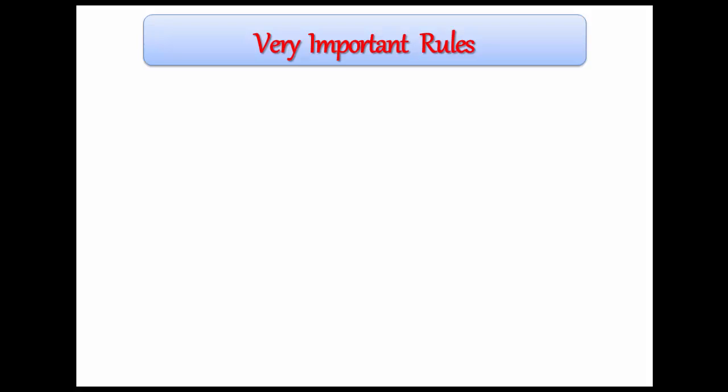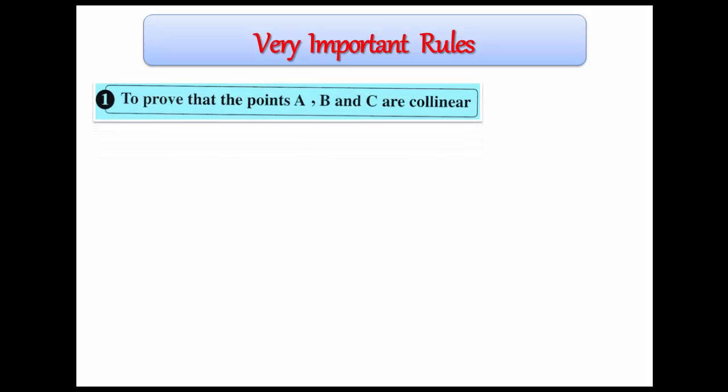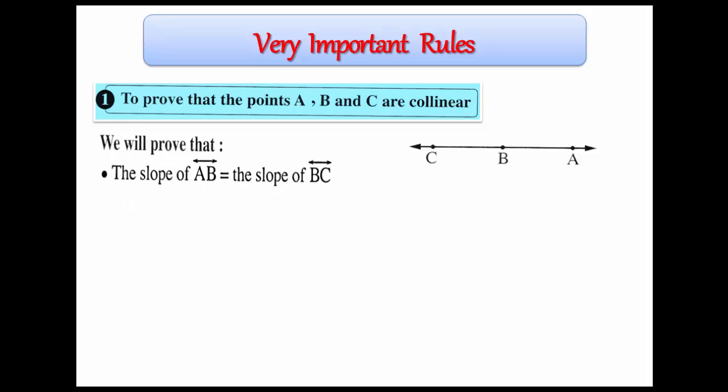Very important rules. To prove that the points A, B, and C are collinear, we will prove that the slope of AB equals the slope of BC. Slope of AB equals slope of BC. Or AB plus BC equals AC, where AC is the greatest length.